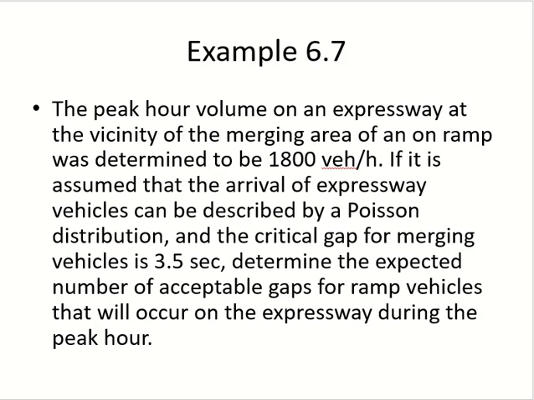The peak hour volume on an expressway merging area is 1,800. It's a merging area, so that means a ramp will come and merge. In this area, the main highway has a flow of 1,800. Arrival follows Poisson distribution. Critical gap is 3.5 seconds, so we are looking for a gap of 3.5 seconds. Determine the number of acceptable gaps for the ramp vehicles that will occur in this hour.